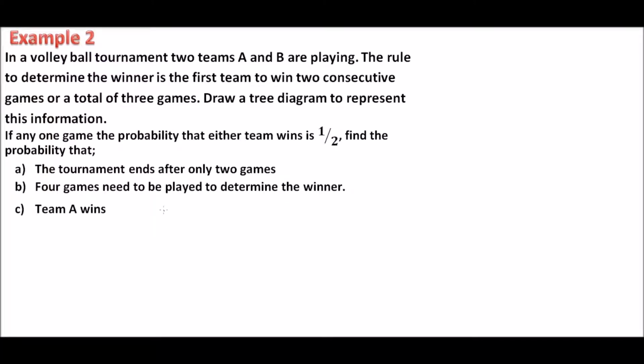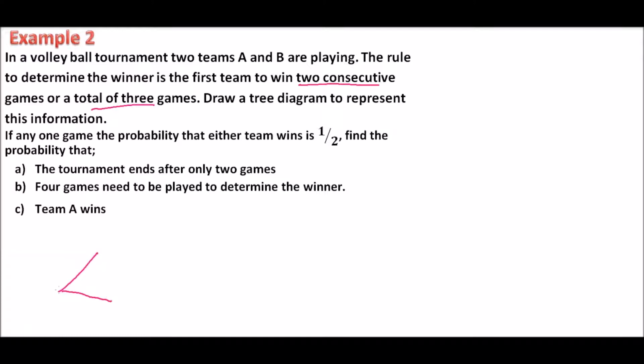In our example 2, we are told that in a volleyball tournament, 2 teams A and B are playing. The rule to determine the winner is the first team to win 2 consecutive games or a total of 3 games. Draw a tree diagram to represent this information. In any one game, the probability that either team wins is a half. Find A, the probability that the tournament ends after only 2 games. B, 4 games need to be played to determine the winner. C, team A wins. So let's first of all represent our information on a tree diagram.